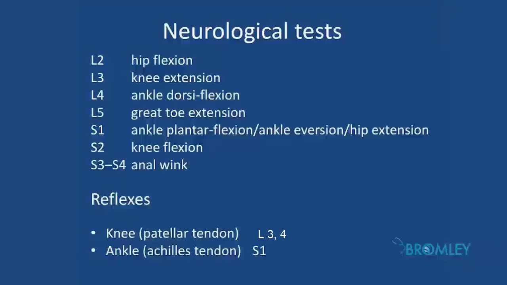Coming to the back of the lower leg, ankle plantar flexion, but also ankle eversion, which is the superficial peroneal nerve, and also hip extension are all S1 tests, and probably ankle plantar flexion is the one that's most commonly used to test S1 level. S2 is tested by knee flexion, so that's a test of the hamstring muscles. And then finally at the pudendal nerve is the anal wink, which is a test of S3, S4.